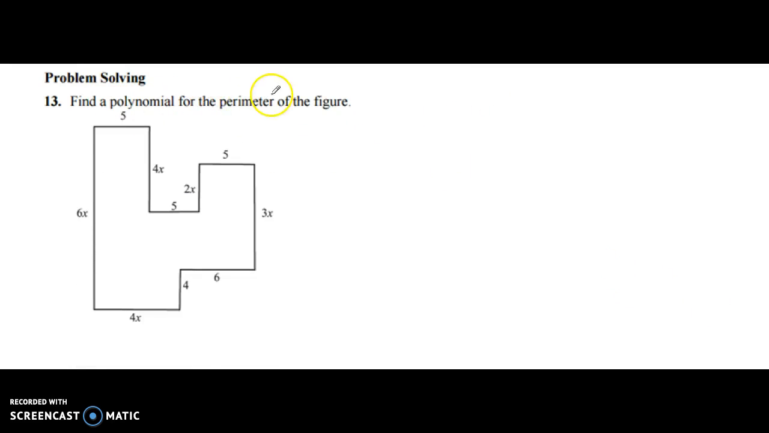So this one asks you to find the perimeter for the polynomial. Again, you just want to make sure that you find all your like terms. So I have 6x, a 4x, a 2x, a 3x, and a 4x. So I want to make sure I add all of those together. So that gives me 10, 15, so I have 19x. And then add your other like terms.